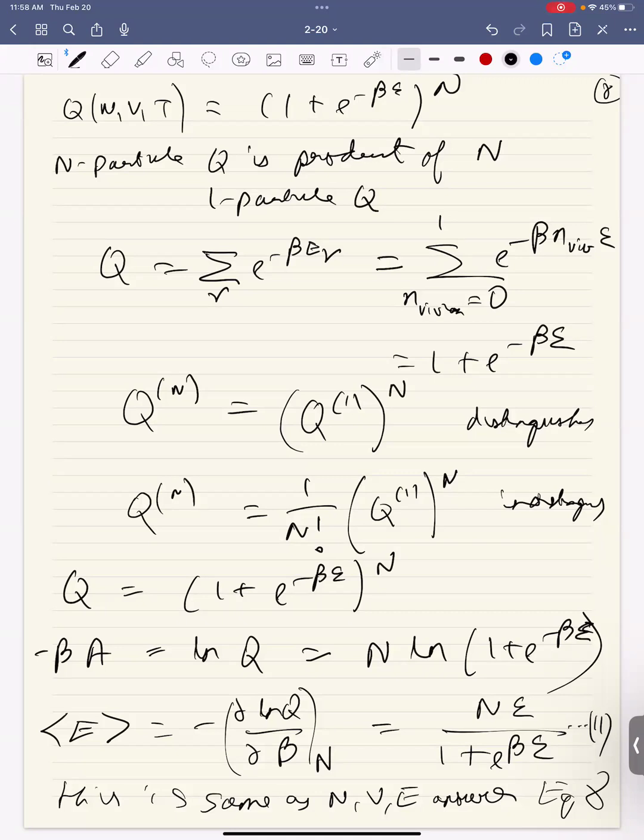And while it might appear to you that we did not have to invoke the thermodynamic limit for the canonical partition function, for the microcanonical case, we did invoke the thermodynamic limit because we used Stirling's formula. Any questions about this?